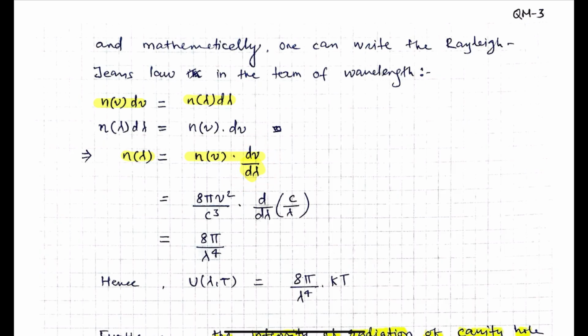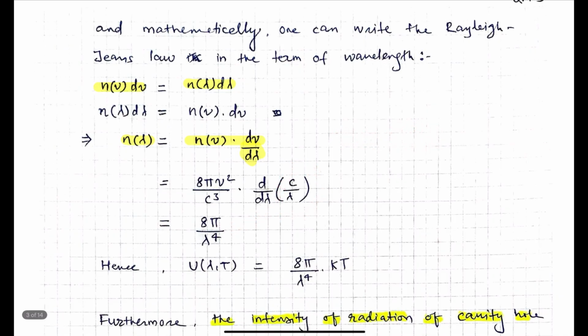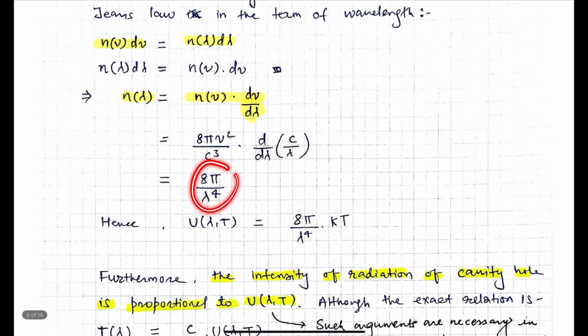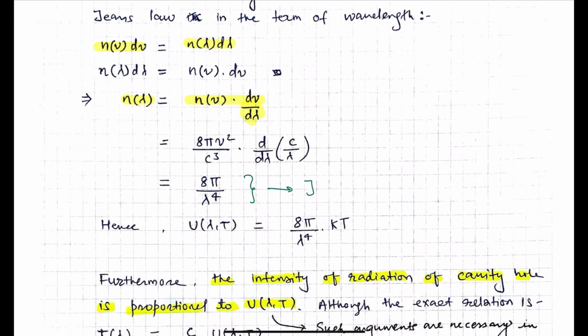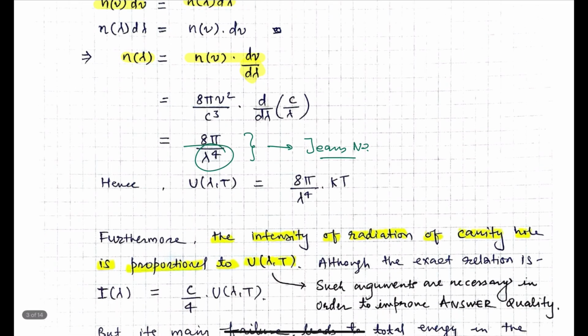So we know that frequency is nothing but c upon lambda. So we did the same thing here. We did a little bit of differentiation, and we finally find that the Jeans number in the form of wavelength is inversely proportional to the fourth power of the wavelength. So now let's move forward.